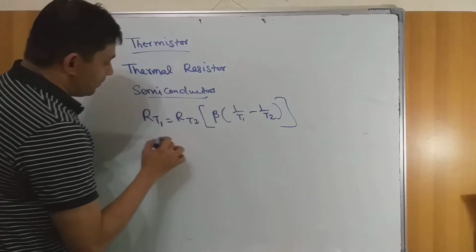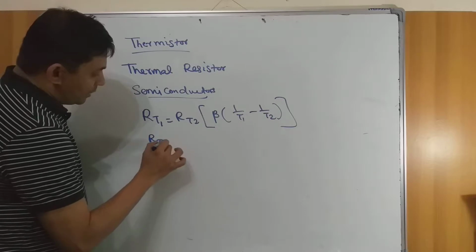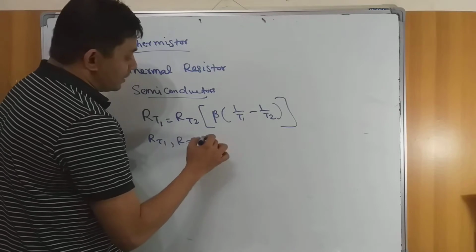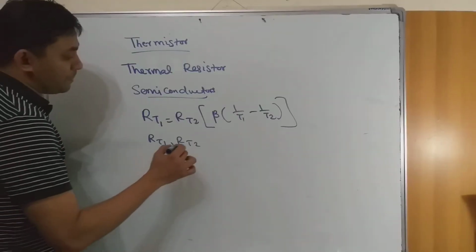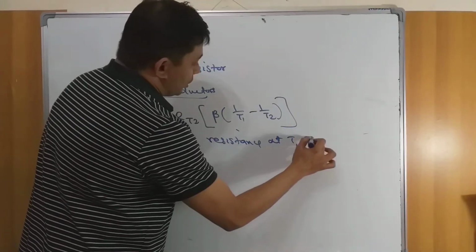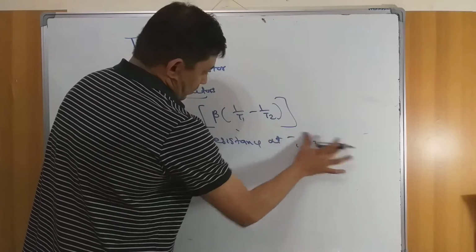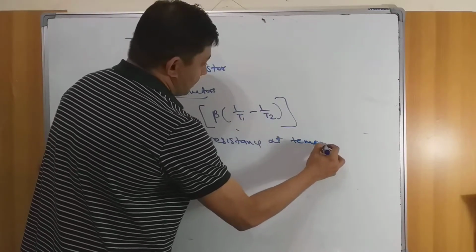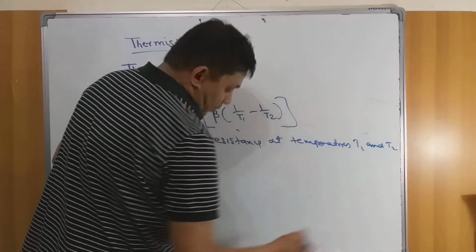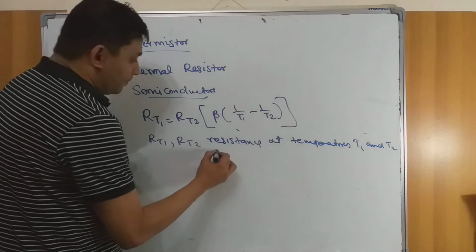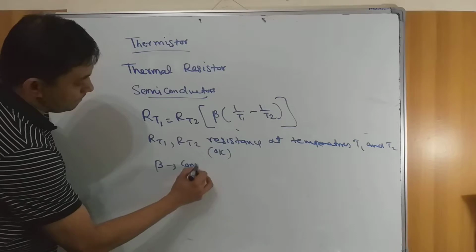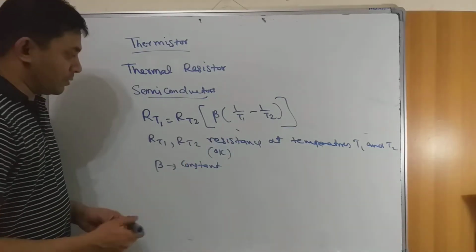In this equation, RT1 and RT2 are the resistances at temperatures T1 and T2 respectively, with T1 and T2 in degrees Kelvin, because it is absolute temperature. Beta is a constant, and of course T1 and T2 are the corresponding temperatures.